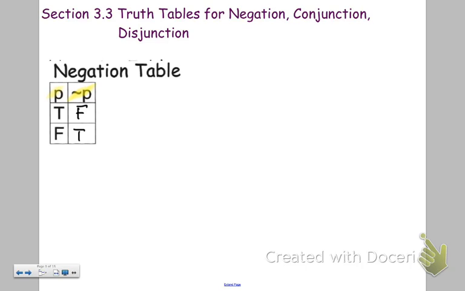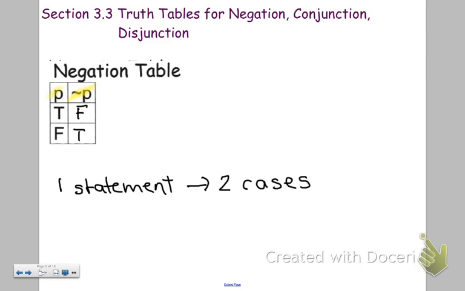Now, notice that in this case, when I had just one statement, so in this case just statement P, I end up with two different cases. I had a true case to start with, and I had a false case to start with. Now, that may seem trivial at this point, but as we start adding more statements to our truth tables, we're going to see that there are more cases we need to consider.